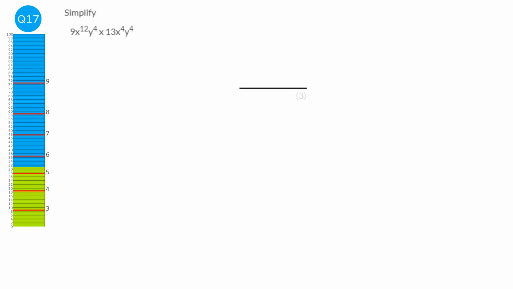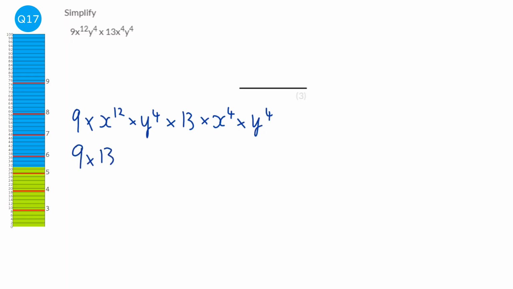There's a lot going on with this question, so I'm going to put in all of the times signs that we don't normally show. So we've got 9 times x to the power 12 times y to the power 4 times 13 times x to the power 4 times y to the power 4. And I'm going to reorder these to put the numbers together first of all. With multiplying, it doesn't matter which way around you do it, so I'm not changing anything. I'm going to put the x's together, and I'm going to put the y's together.